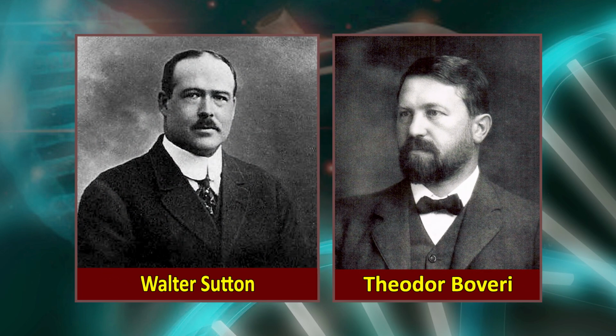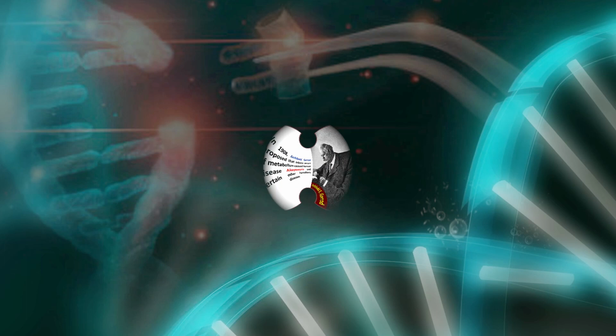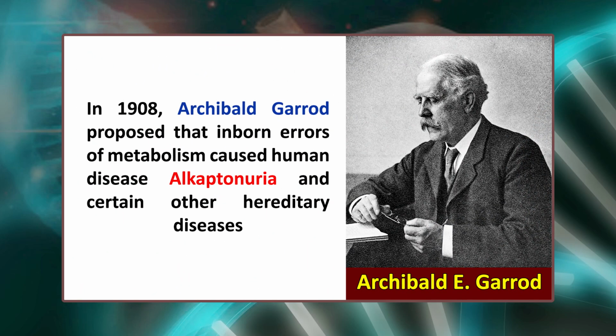In 1902, Walter Sutton and Theodor Boveri led the development of the chromosomal theory of inheritance and established that the hereditary material resides in chromosomes. In 1908, Archibald Garrod proposed that inborn errors of metabolism caused human disease, alkaptonuria, and certain other hereditary diseases.